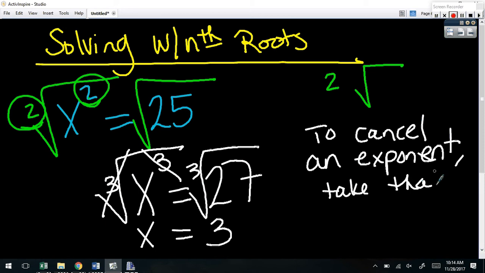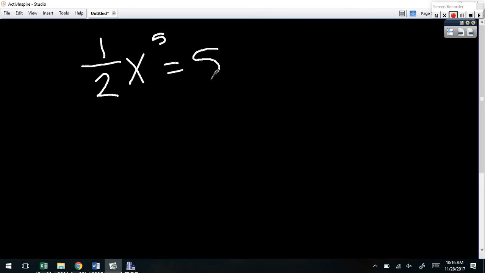take that root. Just make sure those numbers are the same. We'll pause a second. All right, so let's say I have 1/2 x to the 5th equals 512.